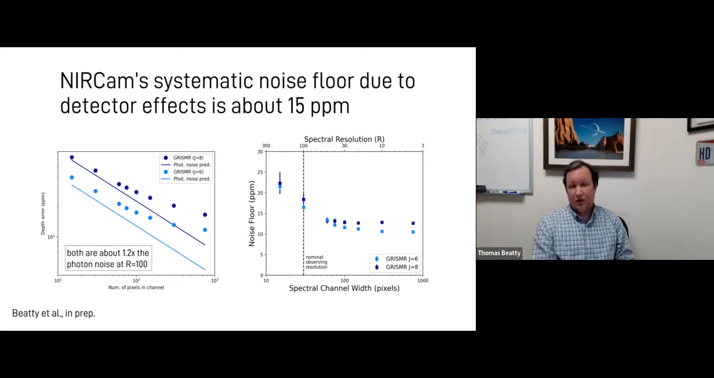We get the same result at a brightness of J of 8 as a brightness of J of 6. For reference, for the J of 6 observations, that gives us about 1.2 times the photon noise floor once we add these in quadrature. So 15 ppm, that's actually about what we expected. We expected a noise floor of about 20 ppm. So we're doing a little bit better at the moment than we expected, but we're going to have other effects on orbit that are not just detector effects once we get up there.